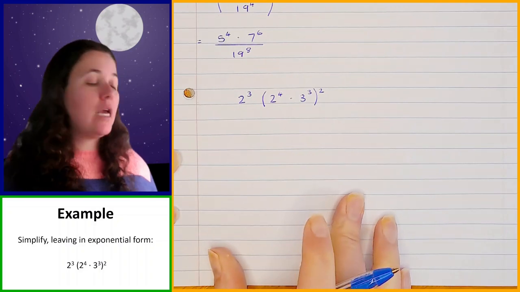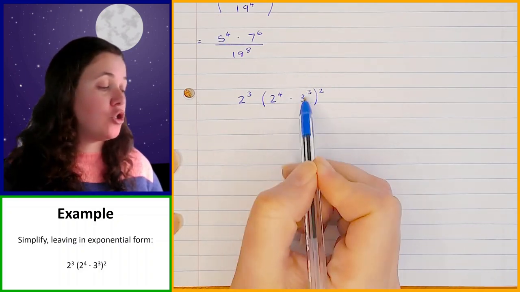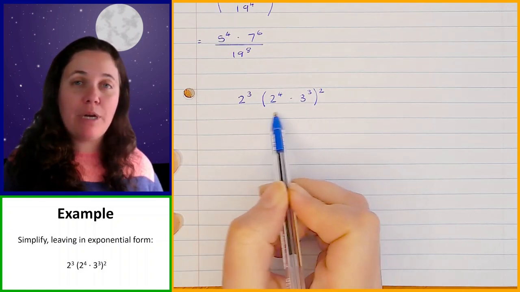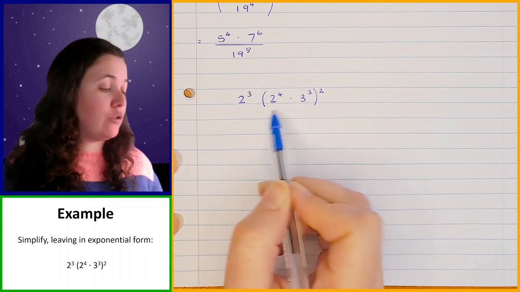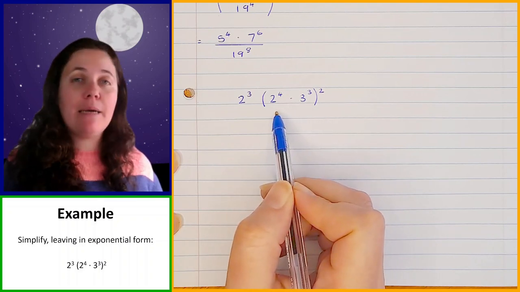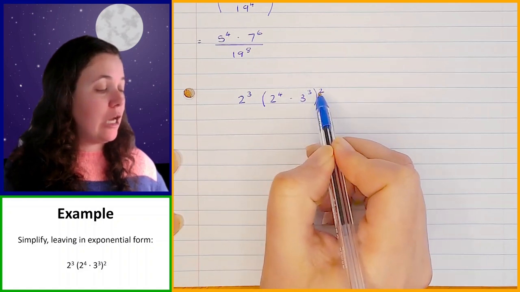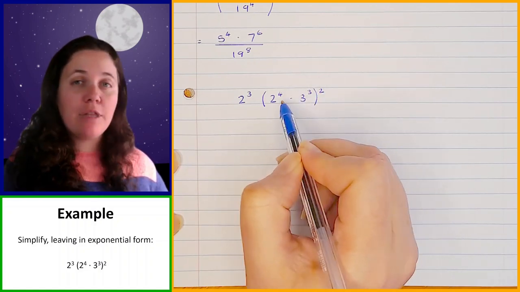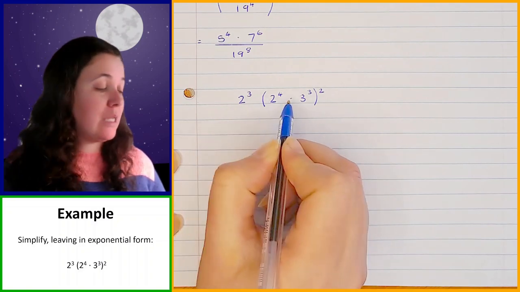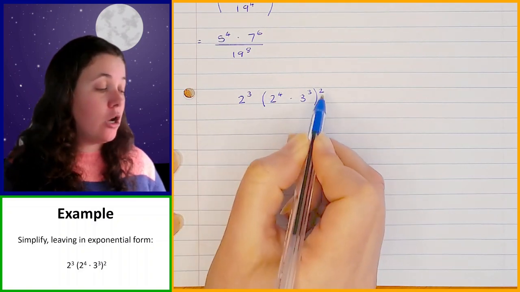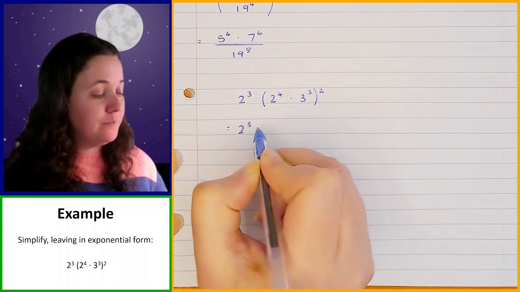Okay, so first, BEDMAS says I have to do anything that's inside the brackets first that I can do. Now, I can't do anything with the stuff that's inside the brackets here because they have different bases. So I can't do anything with that. That's really as simple as it can get. So then the next thing I go on to is my exponent. Now I need to apply this exponent to the things inside the bracket. It's not being applied to the 2 cubed because it's not inside the bracket. It's not part of the base of that power. Okay, so the 2 cubed is going to stay as it is for now.